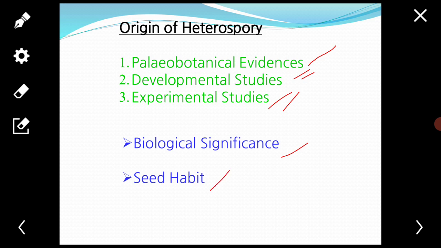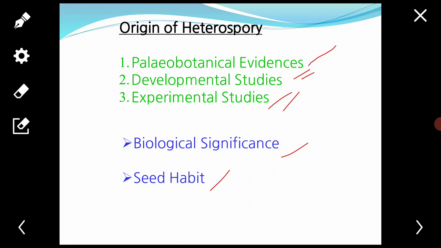Next, that is the seed habit. The adaptation of heterospory and the retention and germination of a single megaspore within the megasporangium to form a female gametophyte led to the phenomenon of seed habit. That is a characteristic feature of the spermatophytes. A seed is that ovule which contains an embryo developed as a result of fertilization.